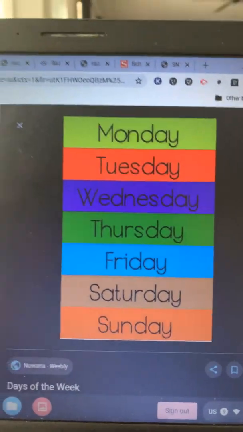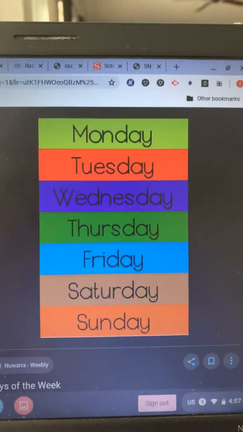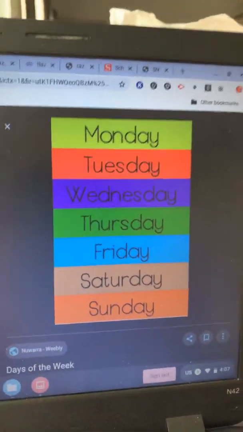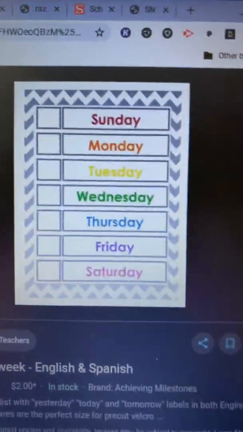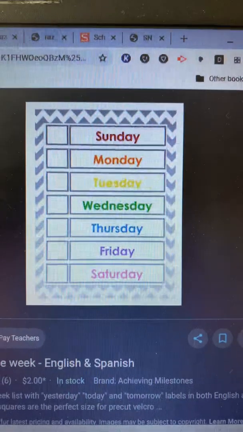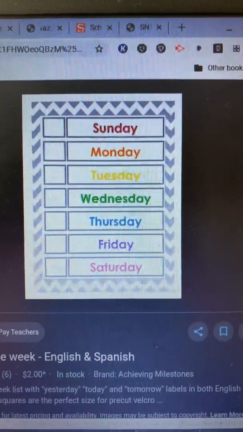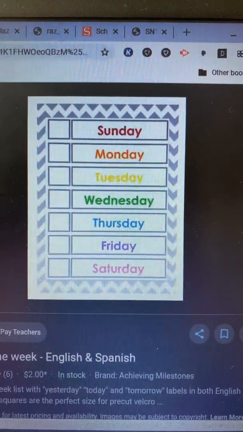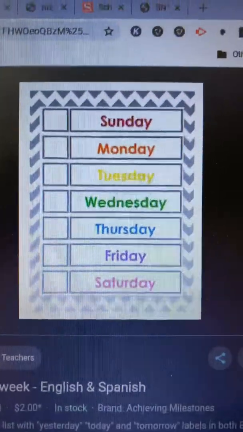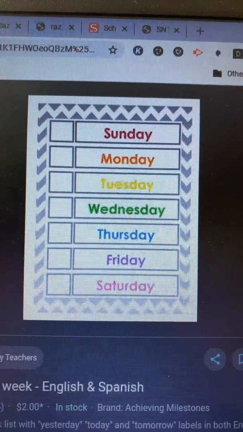Okay, so on this, I don't really like the way this one starts. Let me click a different one because I like to start with Sunday because Sunday is the first day of the week. So if we're going to say our days of the week, we have Sunday, Monday, Tuesday, Wednesday, Thursday, Friday, Saturday. Do you always have to go in that order? Yes. You cannot skip around days of the week.